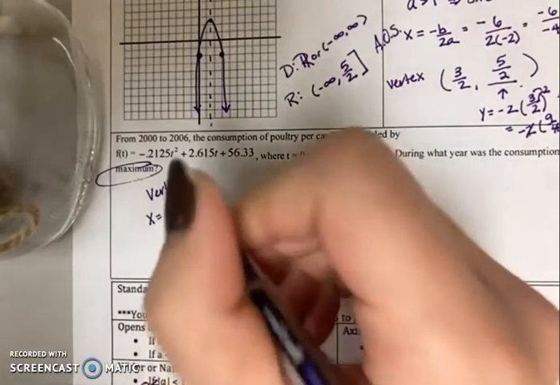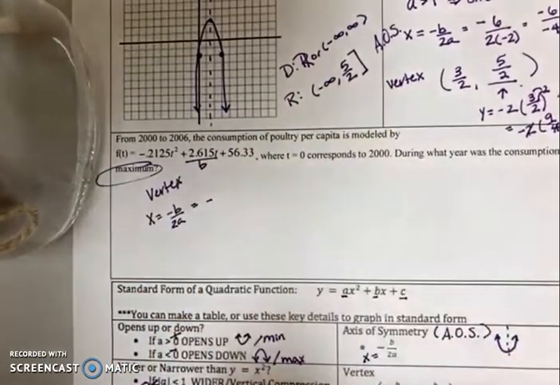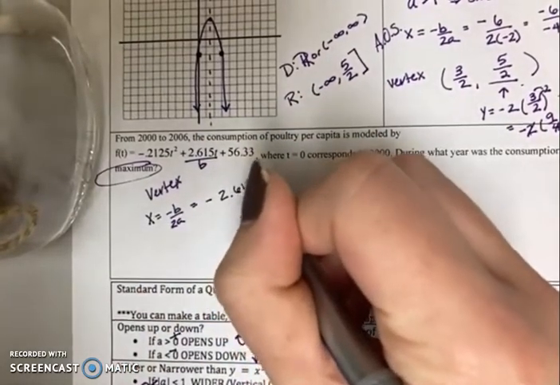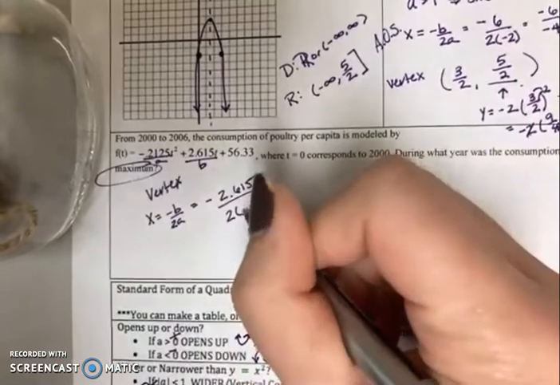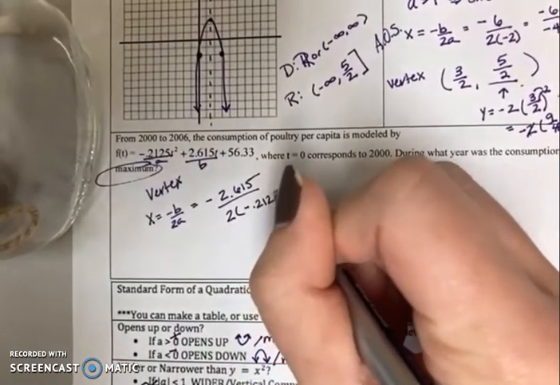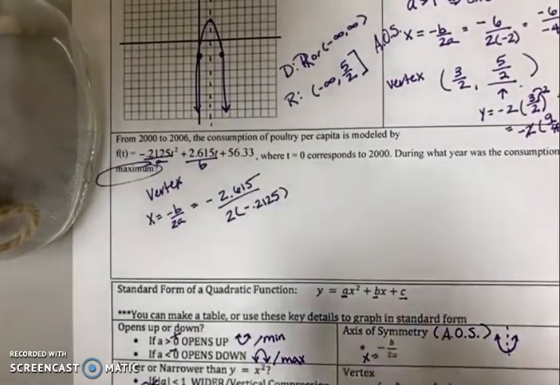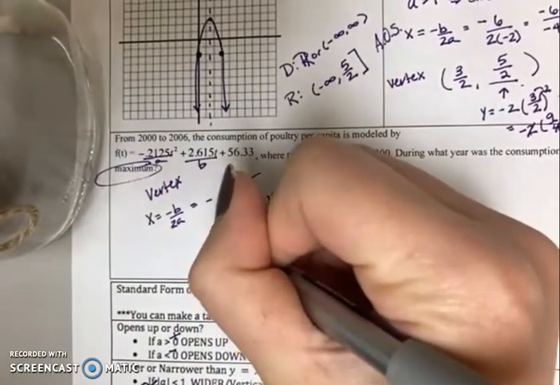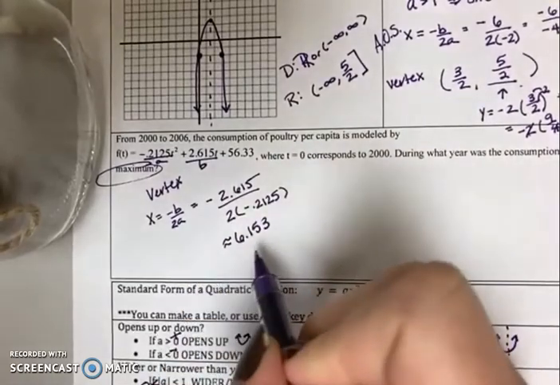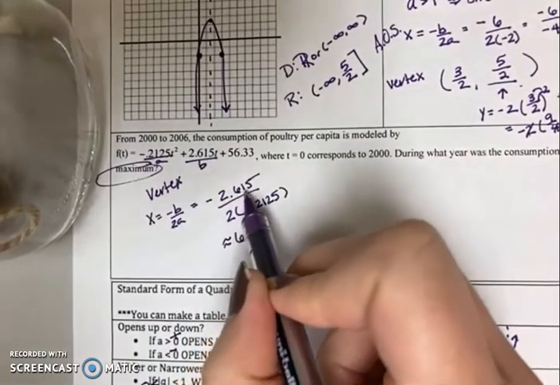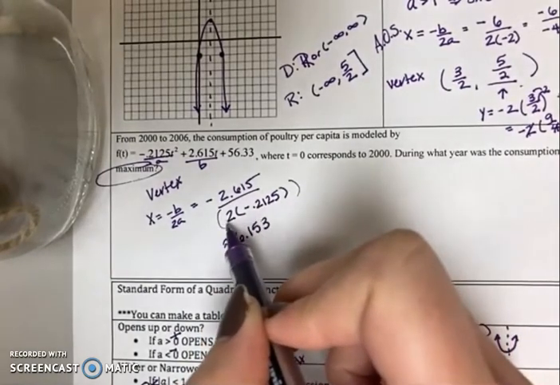Okay? B is going to be 2.615 all over 2 times a, which is here, -0.2125. You can go ahead and plug that into your calculator, but I would end up with approximately 6.153. If you were to plug all of this in at once, you'd have to put -2.615 divided by parentheses and then plug this in.